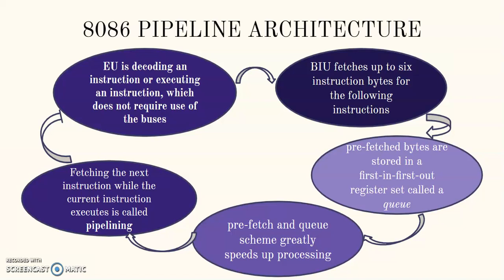This instruction queue works on the principle of first in, first out. That means the byte which comes first in the instruction queue is given out first for execution. The prefetch and queue scheme greatly speeds up the processing because it will not require additional time for getting the byte after finishing the execution of the current instruction. This fetching of the next instruction while the current instruction executes is called pipelining. So this was all about the pipeline architecture.